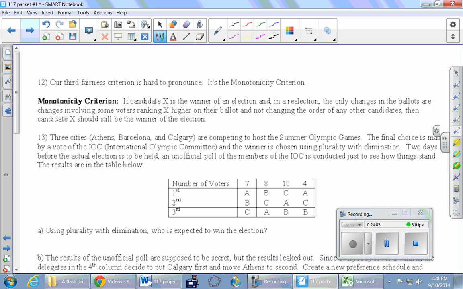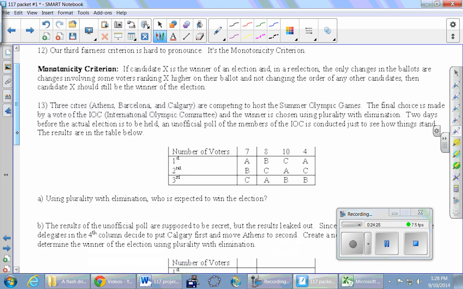Moving on to number 12, monotonicity. Jeff. Okay, so there's a lot of stuff going on in that criterion. We're going to look at a concrete example which will make clear what Jeff just read. Zeke, 13.